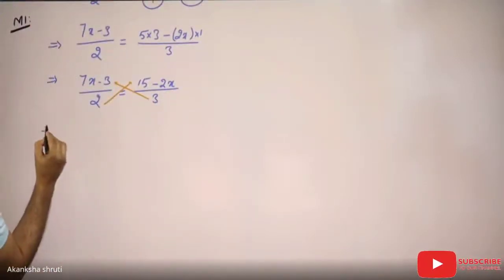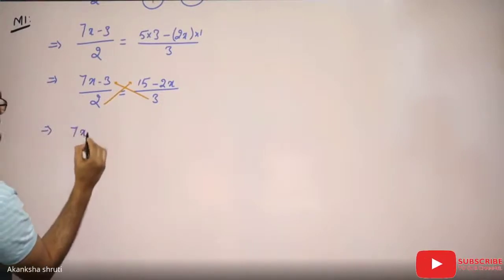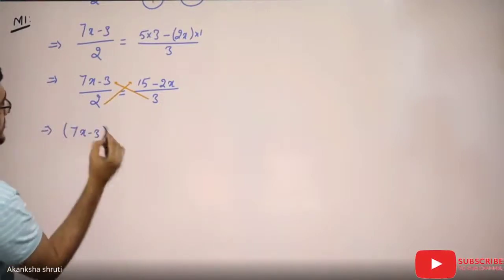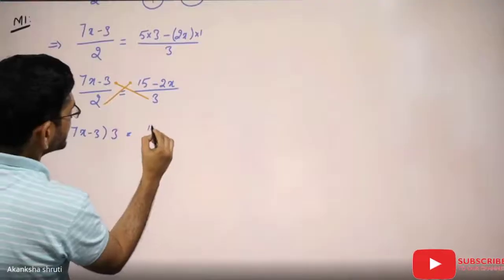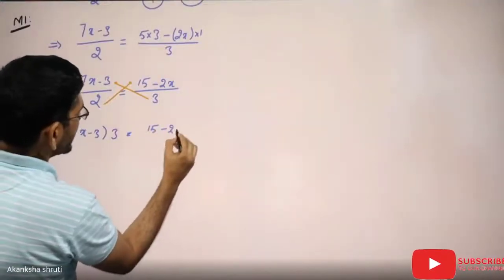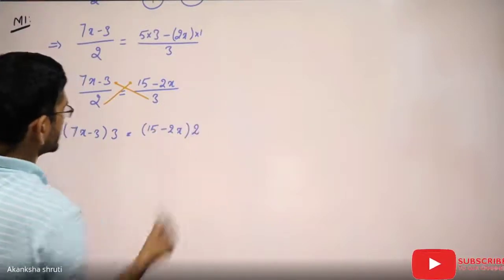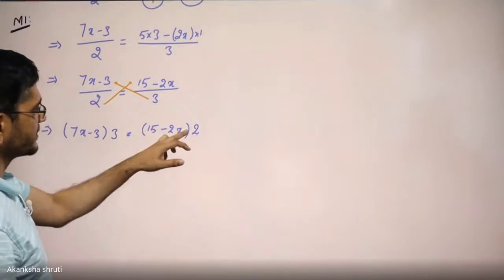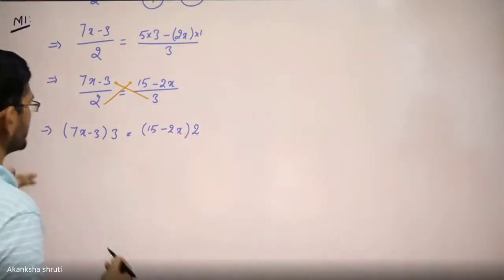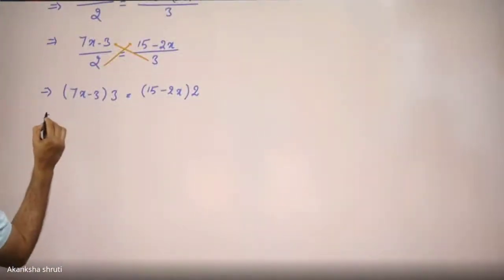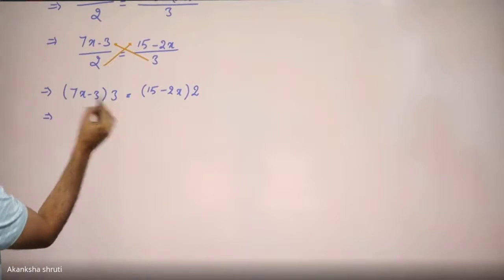Therefore, now we can write 7x minus 3 has to be multiplied with this 3, and this 15 minus 2x has to be multiplied with this 2. Keep in mind, no sign between the bracket and 2 is required. That means it is multiplication. Now multiply this 3 with this 7.